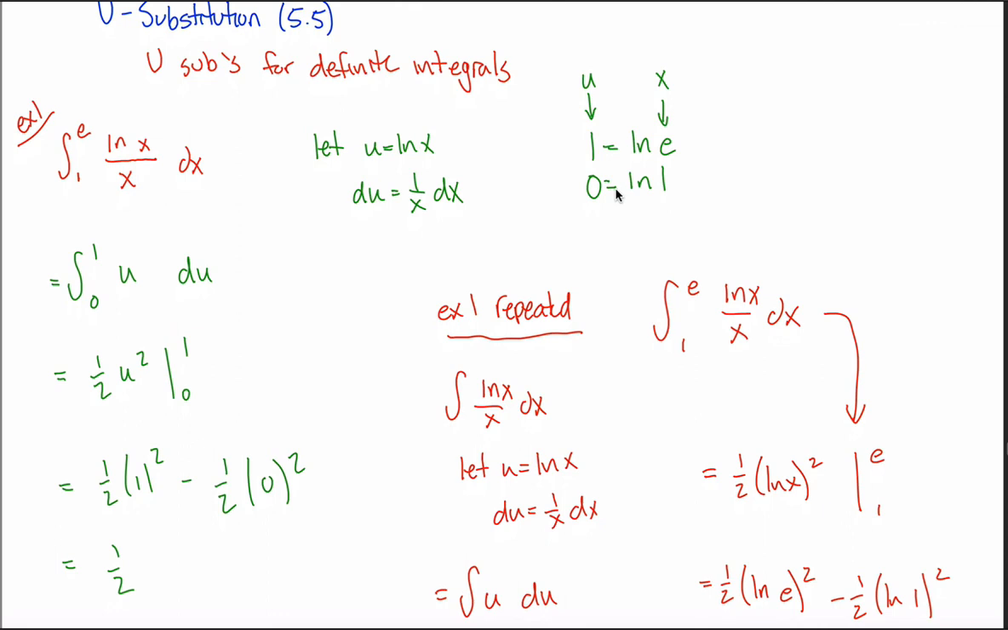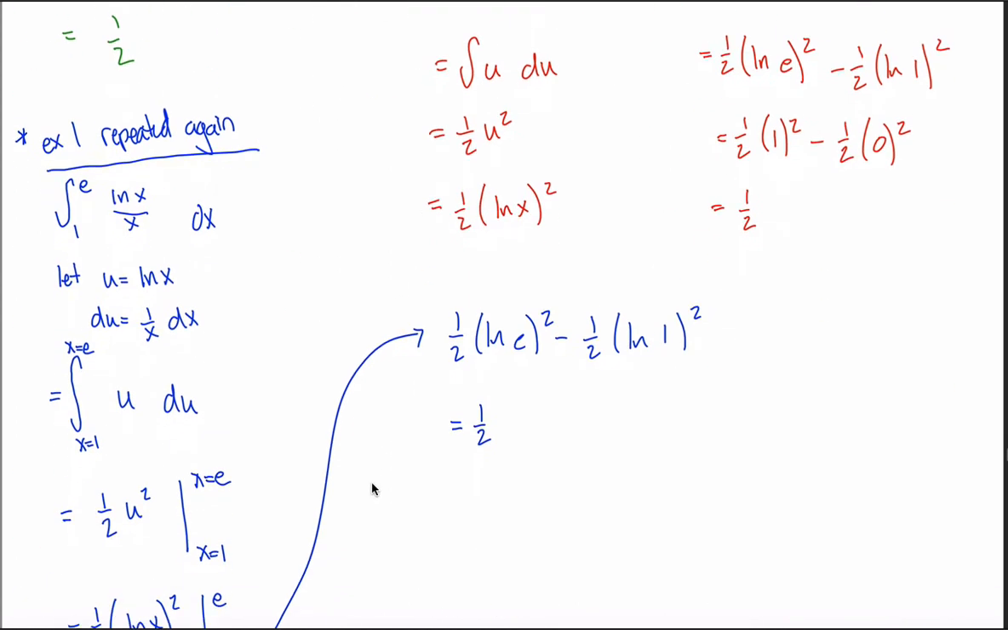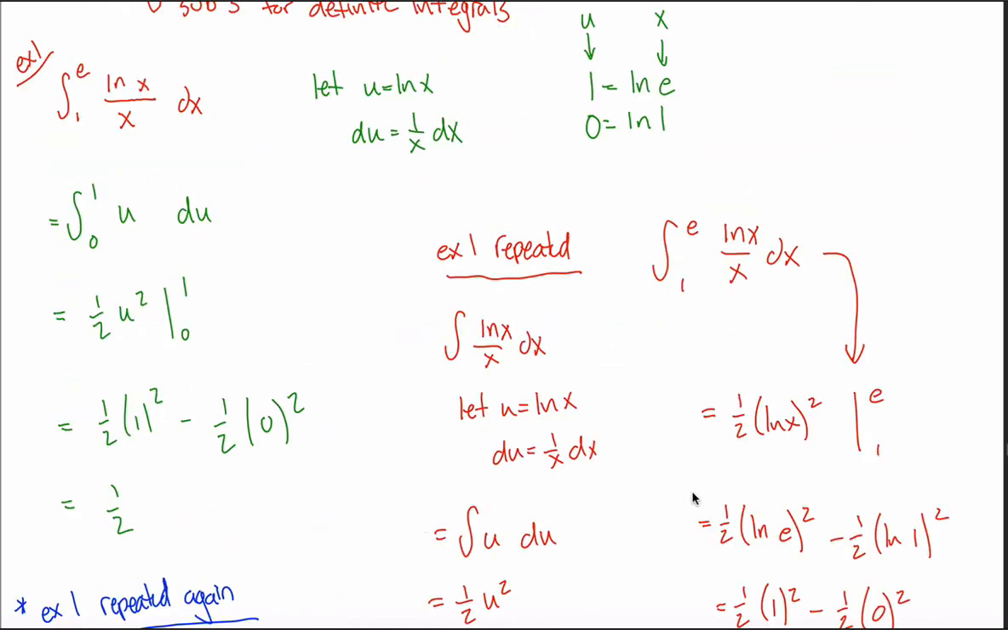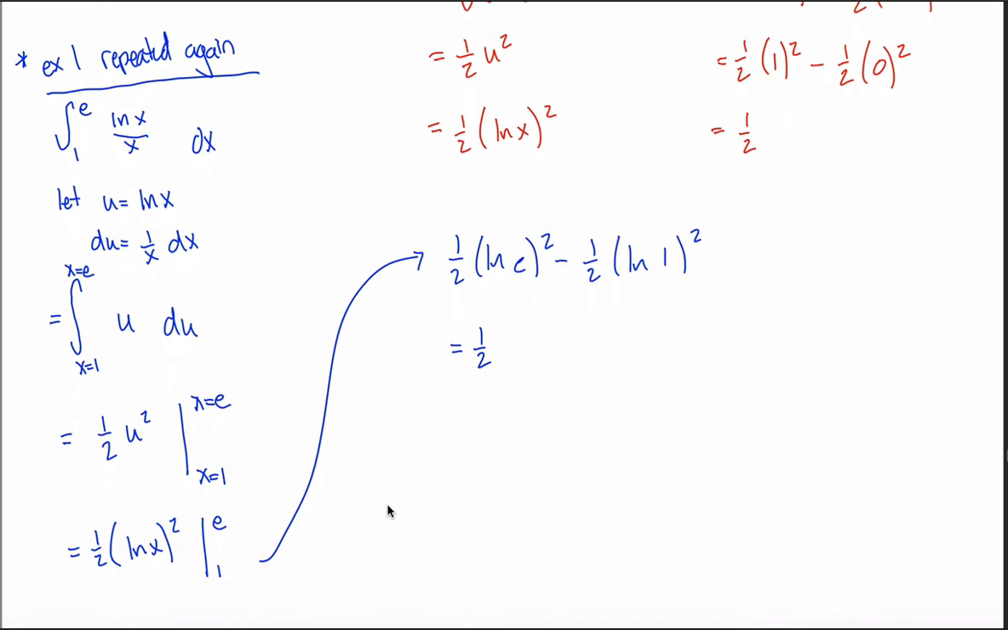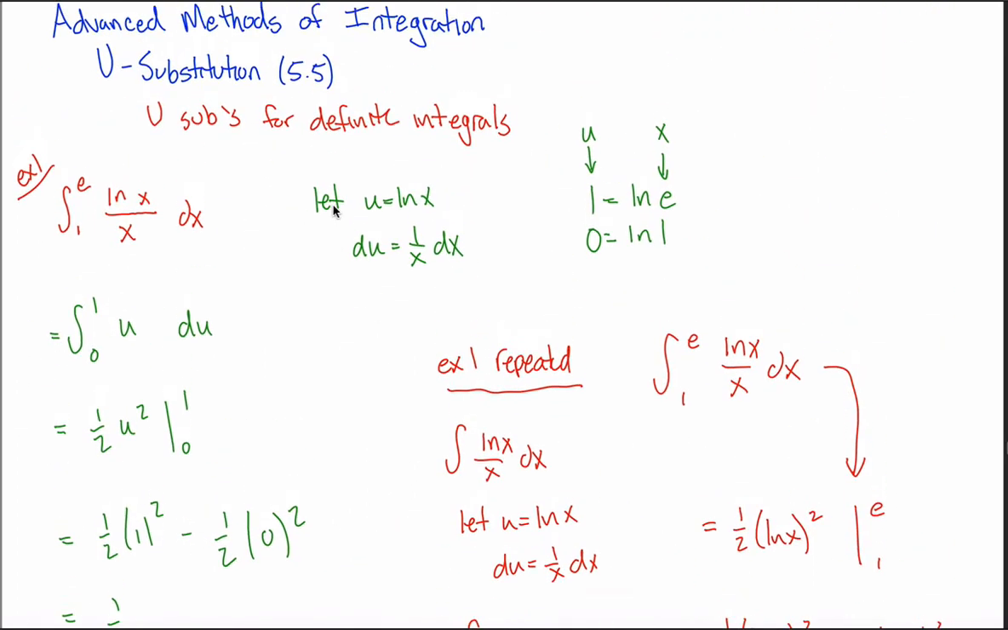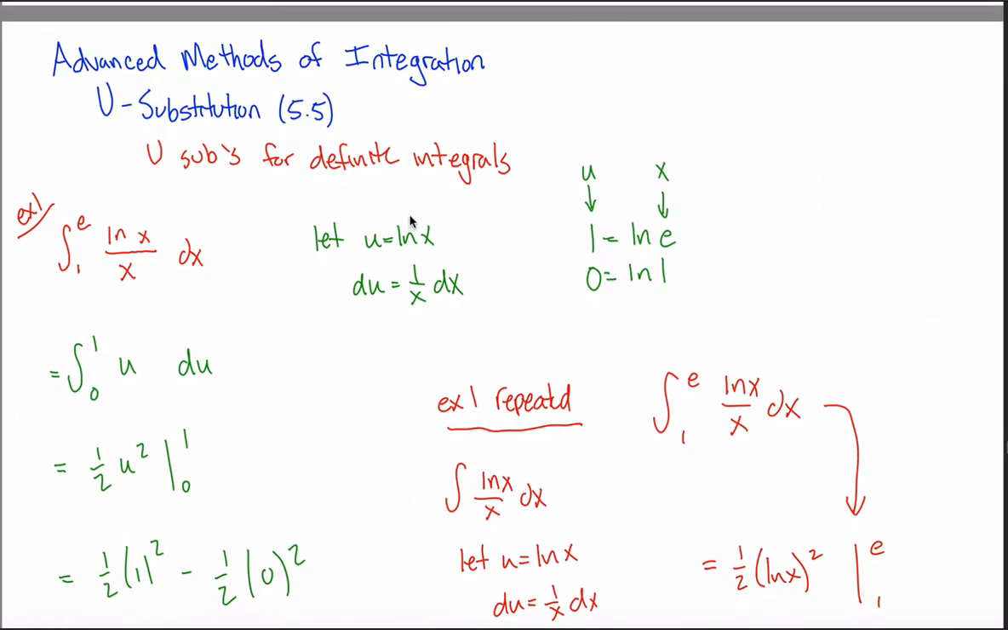new bounds. I mean, in this case, it wasn't too hard to change my x's into u's, but maybe you can imagine instead of these being nice numbers like 1s and e's, they could involve harder numbers that would be more challenging to take the natural log of. You can avoid all of that by either using the method in red or the method in blue. At any rate, that's how there's a few different ways for doing u substitutions when you have definite integrals.